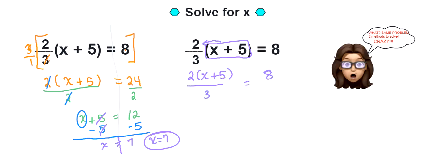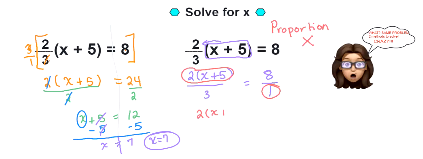Now, I've got a fraction on the left, so what do you think we should do on the right? Why don't we make that a fraction by putting what on the bottom? A 1. Very good. Now we have a fraction equals a fraction, which we know is a proportion. And how do we solve proportions? We cross multiply. So I'm going to take this and times it by 1, which is just going to give me this, equals. Then I've got to multiply across on the other side. 3 times 8 is 24.